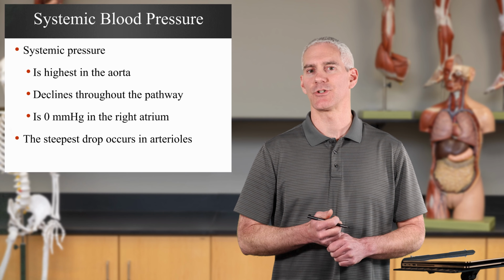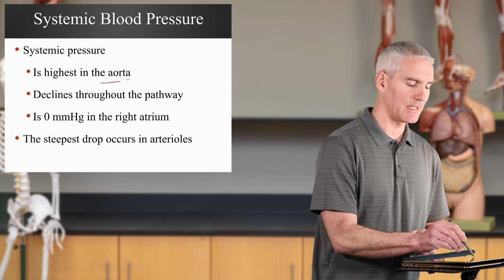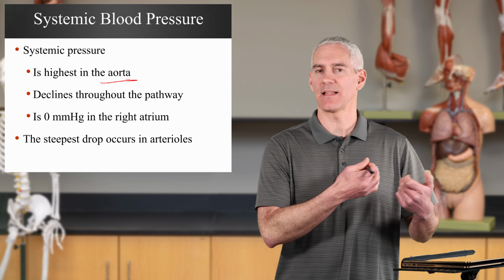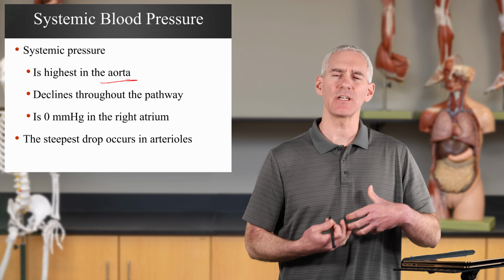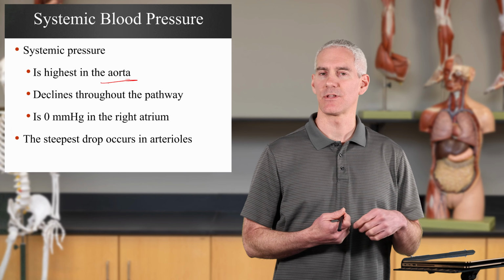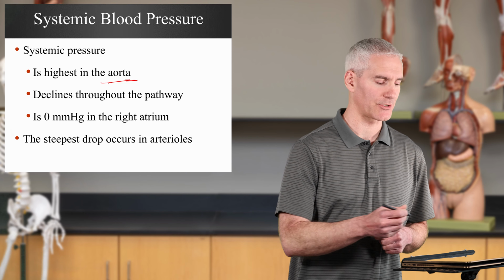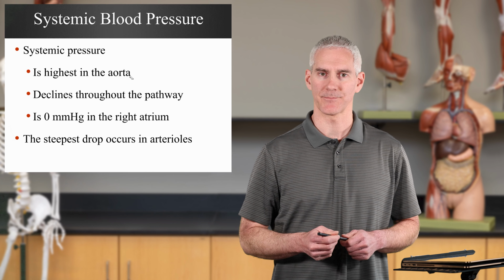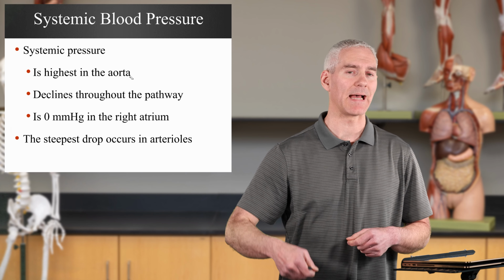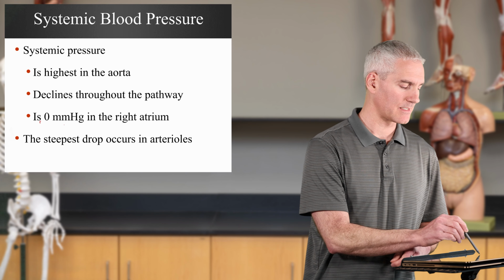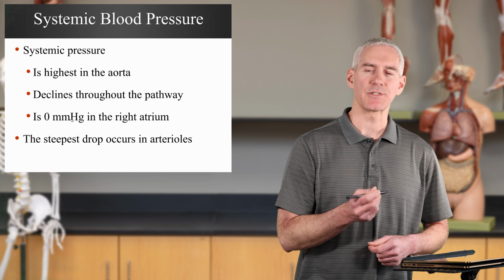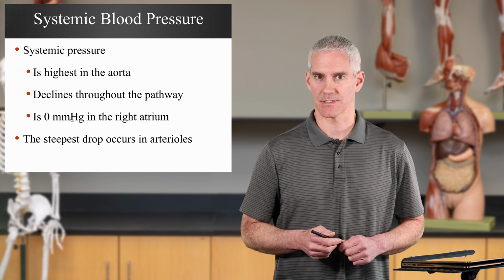So your systemic pressure is going to be the highest in the aorta because that's right after that left ventricle. It's just after the blood is pushed out. So therefore it's the highest point of pressure. It's then going to decline through the entire pathway until by the time you get back up to the right atrium, it's 0 millimeters of mercury. Now, the steepest drop is in the arterioles.